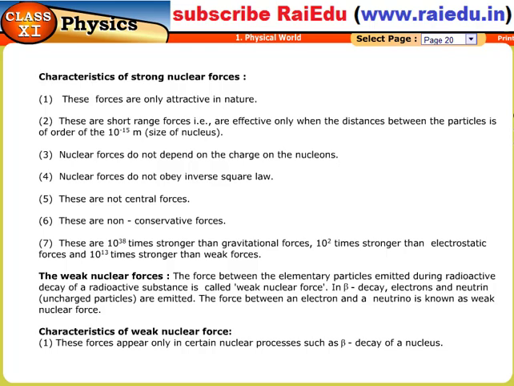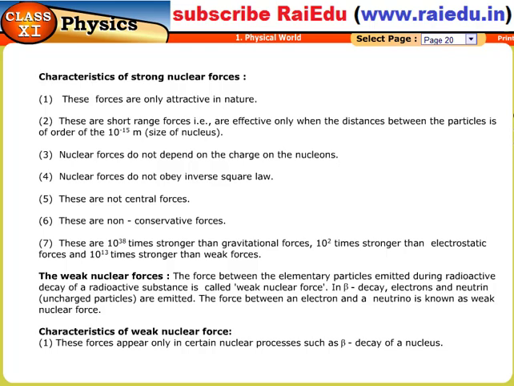The weak nuclear forces. The force between the elementary particles emitted during radioactive decay of a radioactive substance is called weak nuclear force. In beta decay, electrons and neutrinos, that is uncharged particles, are emitted. The force between an electron and a neutrino is known as weak nuclear force.